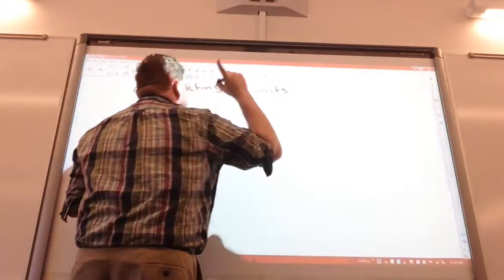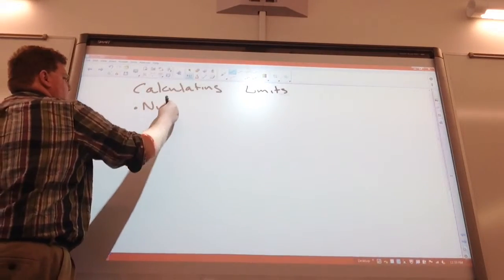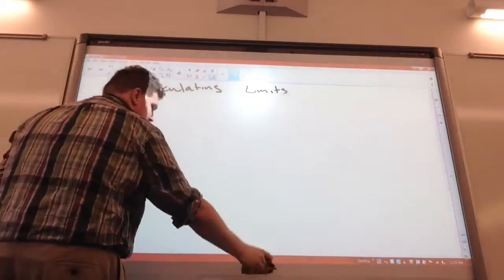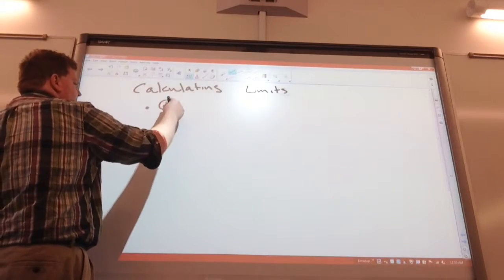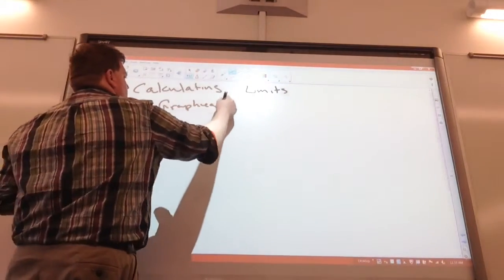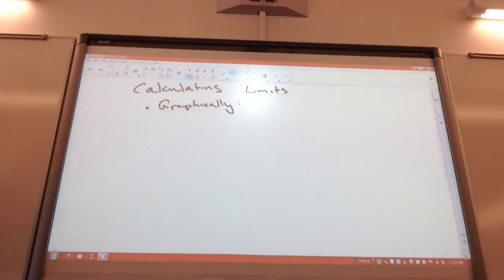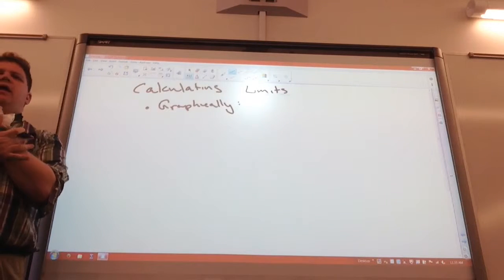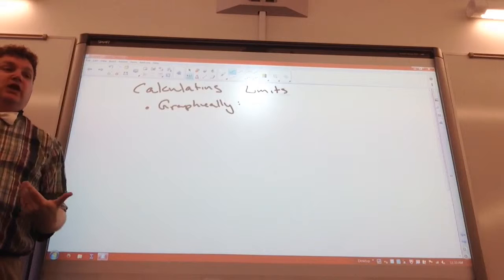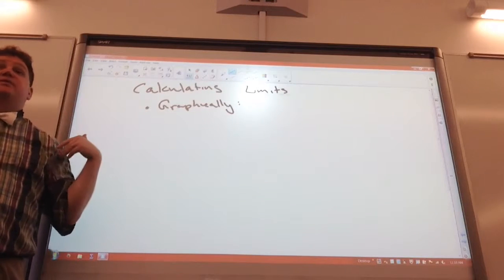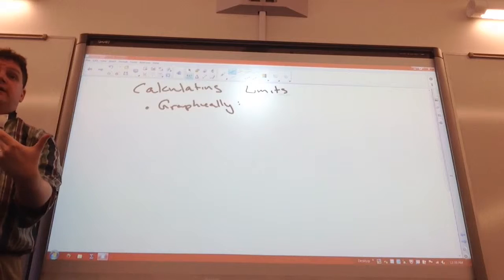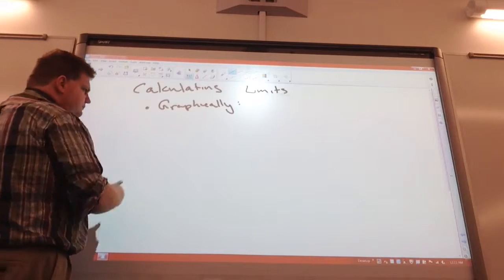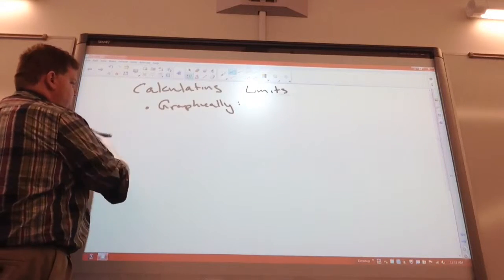First thing we're going to do is look at limits numerically. Actually, take that back. We're going to do it graphically first. Yes, graphically first. Well, graphically, numerically, then algebraically. So, graphically, we're going to look at the picture, and from the picture gauge what the behavior of the function is around a certain point.